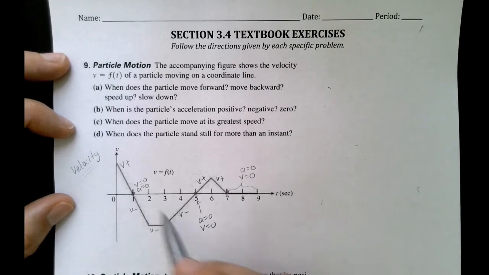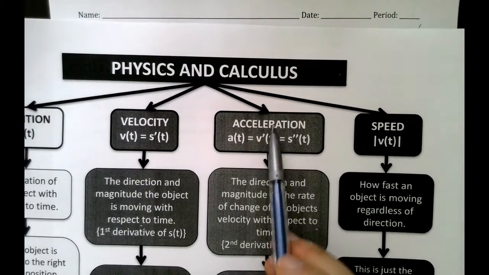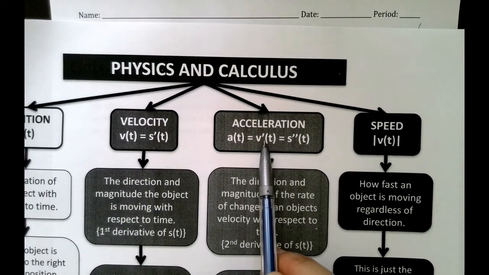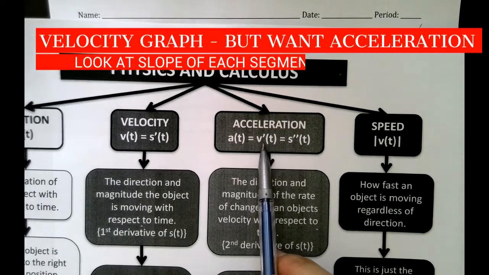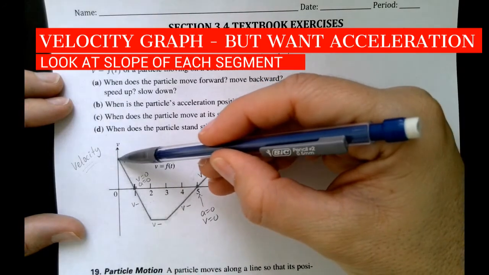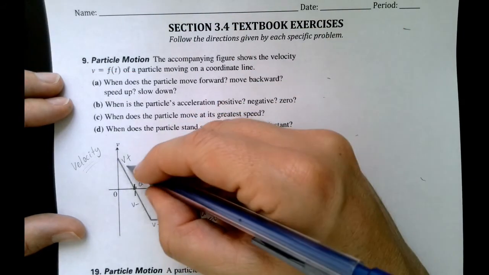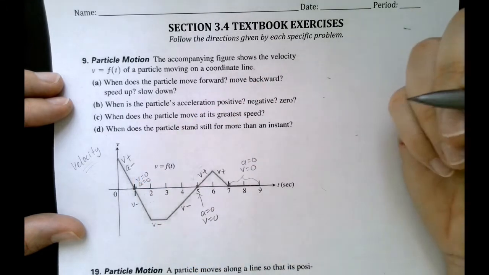Now let's go back through and chart the acceleration. Well, wait a minute, what's acceleration? Acceleration is the derivative of velocity. In other words, it's the slope of velocity. Look at this first piece here. What is the slope from here to here? Do you see it's negative? It's decreasing. So I say my acceleration is negative.